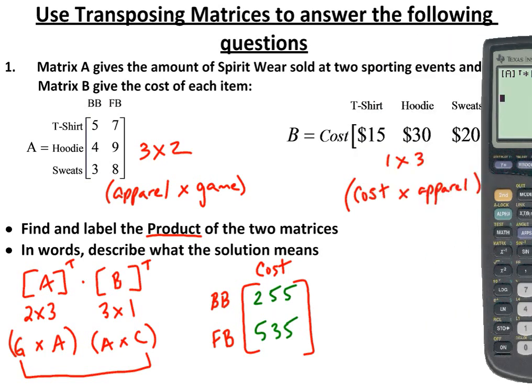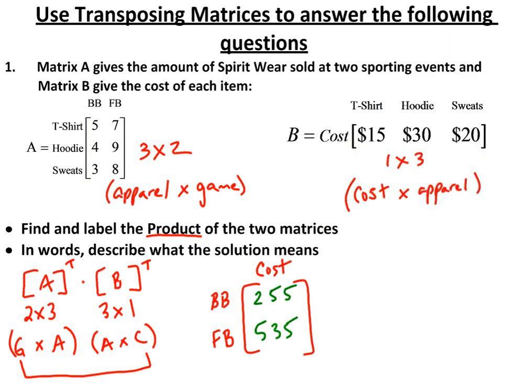So, what is it now asking? In words, describe what your solution means. Well, what we now have is the total money made at each game. And that's all you need to write. Now you could write it a couple different ways, but this will work for me. So total money made at the games. Okay. All right. And you could say total money made on apparel at games, however you want to do it, but again, this is the money made in my two games.